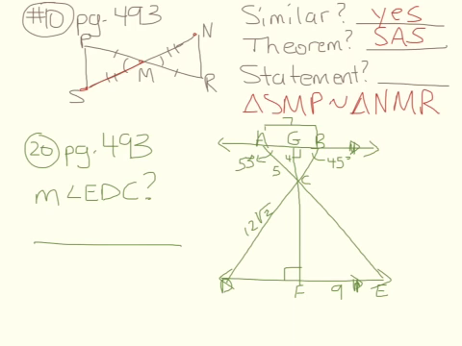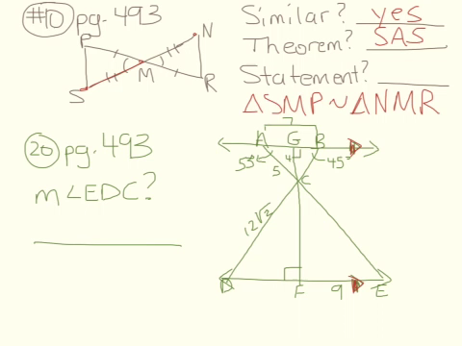Now number 20 on page 493, I think that there's probably one thing that's missing from this diagram, and that is that these two lines on the top and bottom are parallel lines, and they should have marked that with arrows here. So if you want to mark that in your book, then that's fine.